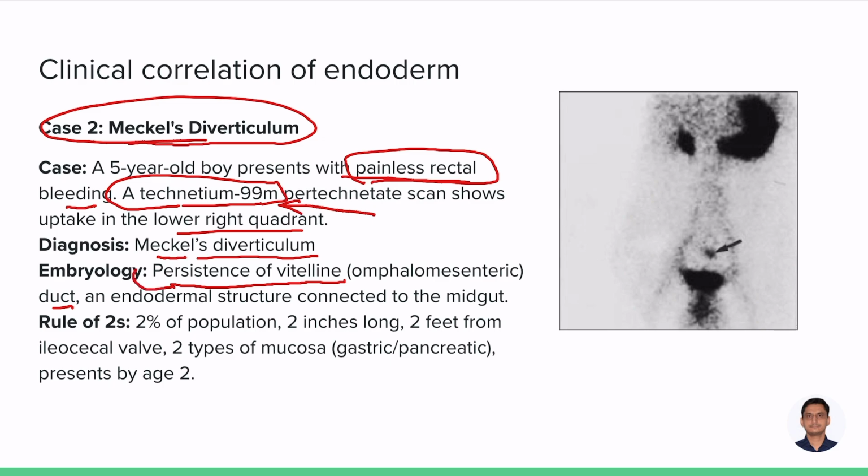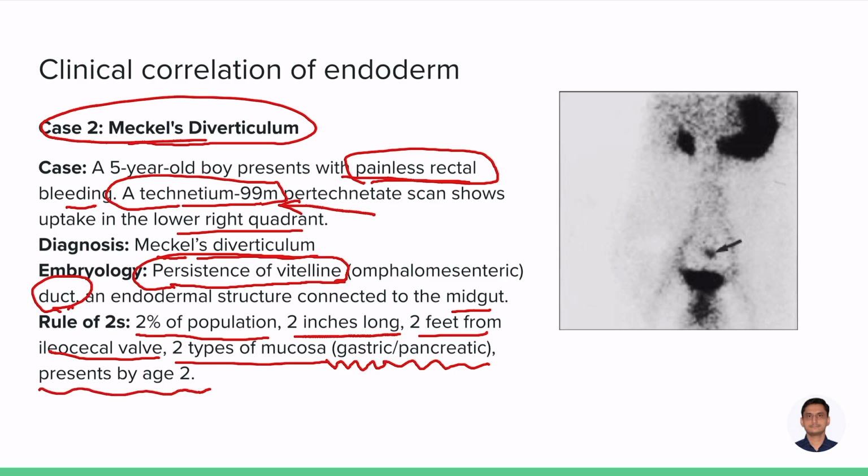It is due to the persistence of the vitelline duct, which connects the yolk sac to the midgut. Remember the rule of 2 in Meckel's diverticulum. It is seen in 2% of the population. It is 2 inches long, 2 feet from the ileocecal valve. Two types of mucosa it can contain, gastric as well as pancreatic, and it presents by the age of 2. So in this scan, we can see this is the uptake. It is due to the Meckel's diverticulum.